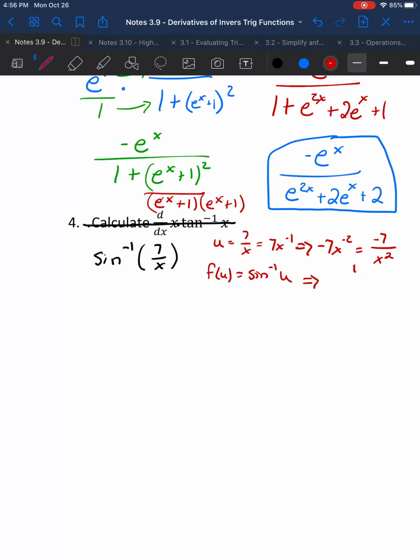Okay. So u prime is negative 7 over x squared. The derivative of inverse sine of u is 1 over the square root of 1 minus u squared. We multiply these together. And then what was u? That was 7 over x.